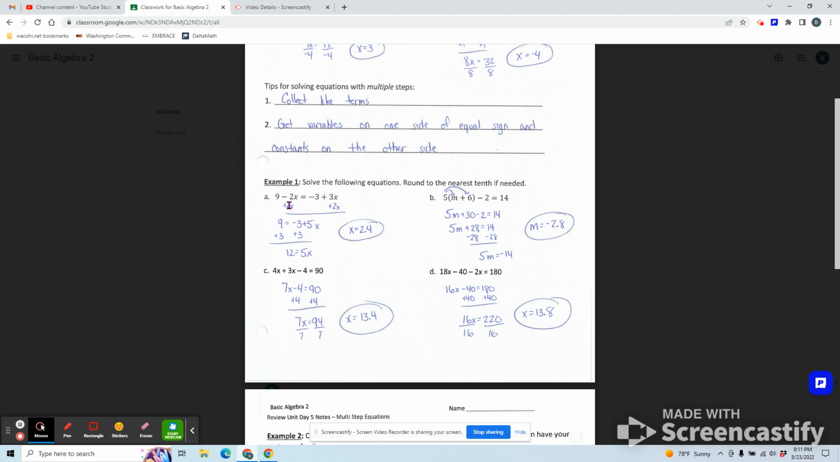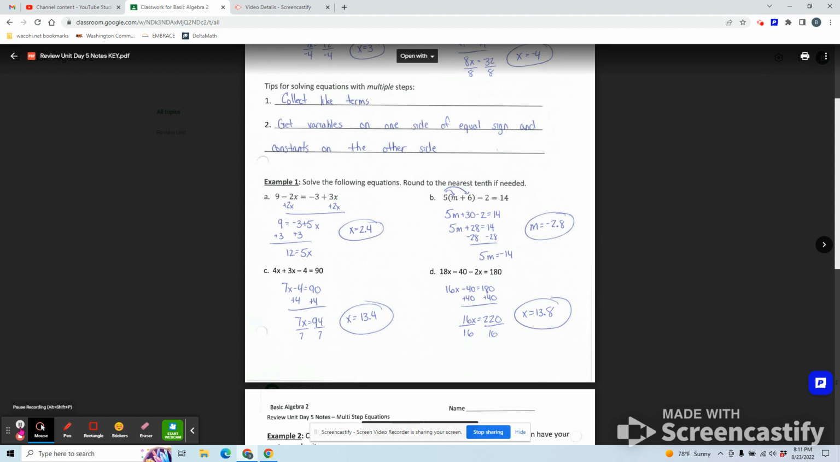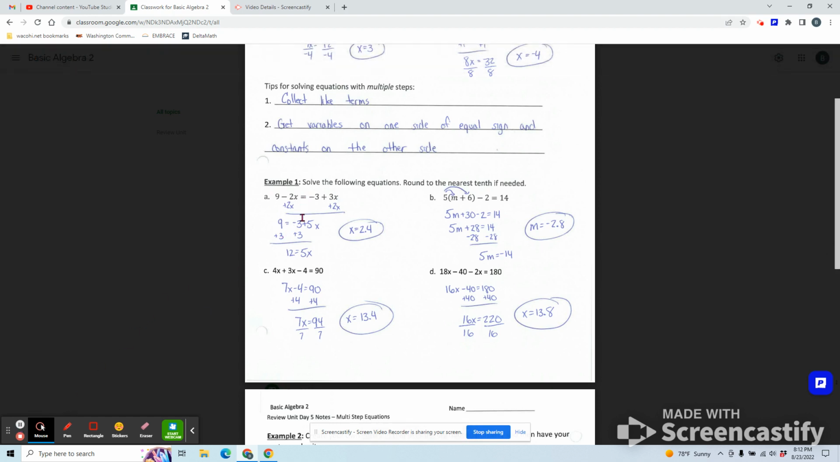Negative 2x plus 2x becomes 0. That side has no variable anymore. I'm left with a 9 that drops straight down. The equal sign is still there. Negative 3 drops straight down, and then now I have, because these are lined up, I can say 3x plus 2x gives me 5x. So now I've got the variables on one side. I'm on to step 2.